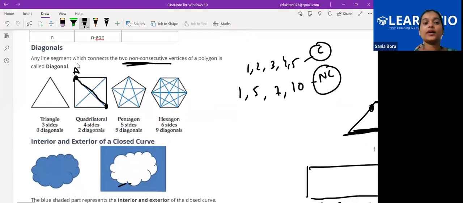Okay. So diagonals, I hope you people get it. What are diagonals? Diagonals basically connect two non-consecutive vertices of a polygon. Okay?